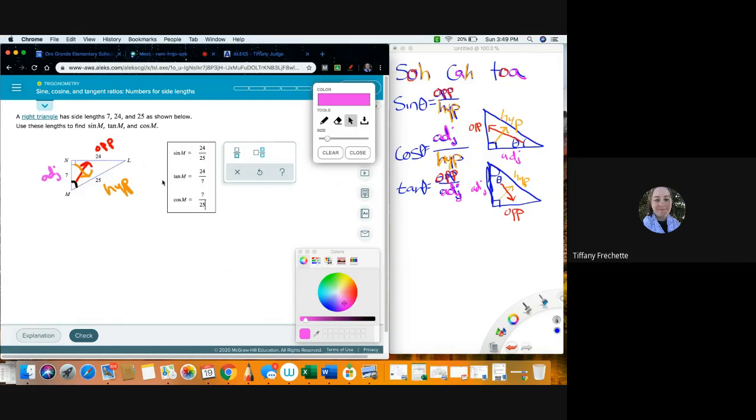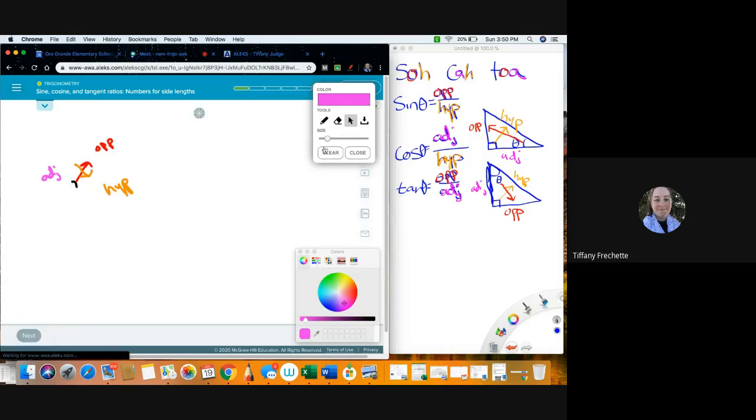All right, so once I have this labeled for the one angle, as long as I'm using the same angle, it makes it really easy. Now, if they ask you for different angles, you do need to pay attention to that. But for now, I think they're just going to ask you for one angle at a time. So check, and we're going to go next.